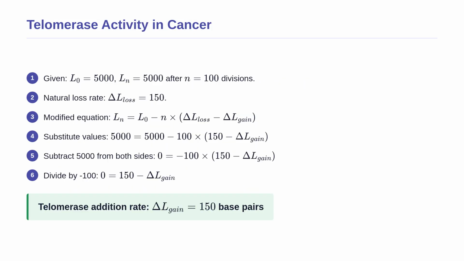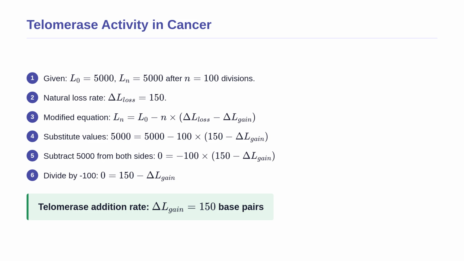Let us apply our new net change concept to a rapidly dividing cancer cell. We observe a cell that starts with 5,000 base pairs and maintains exactly 5,000 base pairs even after 100 divisions. The natural loss rate is 150 base pairs per division. We want to find the gain rate. We substitute our values into the modified equation. 5,000 equals 5,000 minus 100 times the quantity 150 minus the gain.